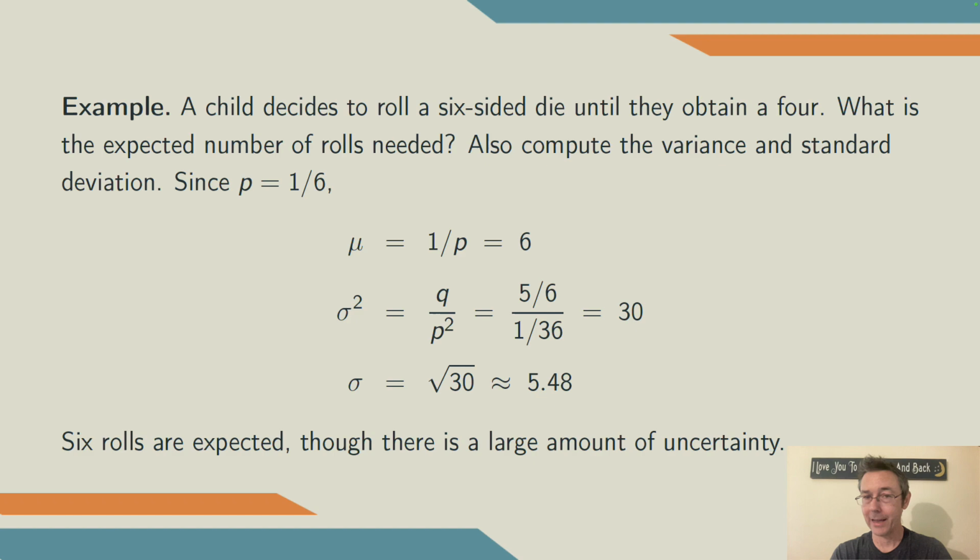If they're rolling that die till their first 4, on average, it's going to take them 6 rolls, which I think is kind of intuitive. It might be what we would guess even if we didn't have any of this probability theory behind us. The variance, q over p squared, (5/6) divided by 1/36. Simplifying that, we get 30. And the standard deviation, the square root of that, is 5.48. So 6 rolls are expected, but there's a large amount of uncertainty in this probability experiment.